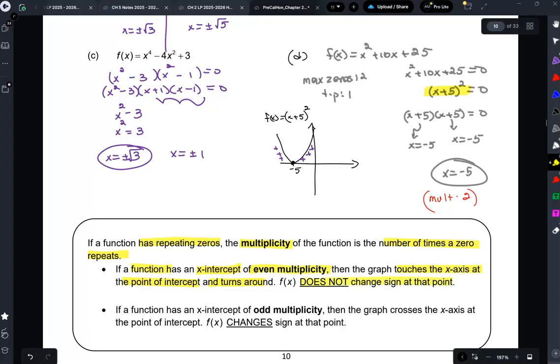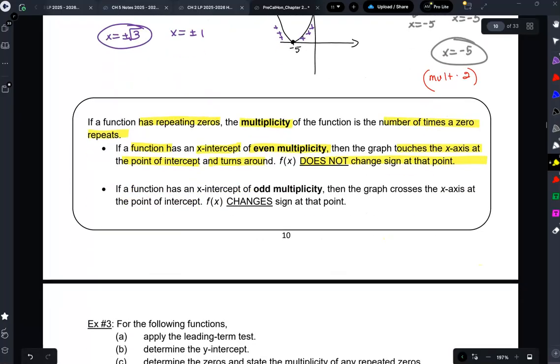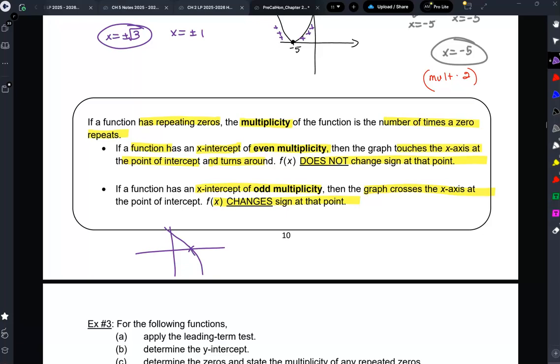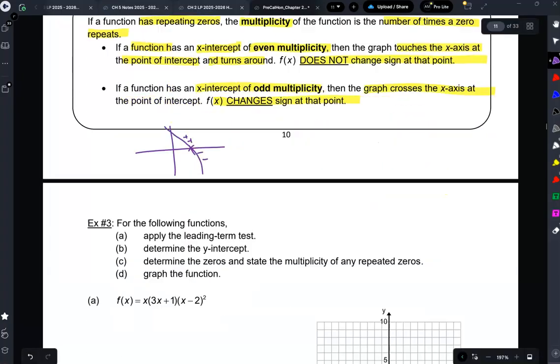So it does not change sign at that point. However, if there is an x-intercept of odd multiplicity, the graph crosses the x-axis at that point, and f of x changes sign at that point. So if there was odd multiplicity, the graph would cross at that point, and if it came in positive, it would leave as negative. Okay? Let me do a couple and then I'll take questions.